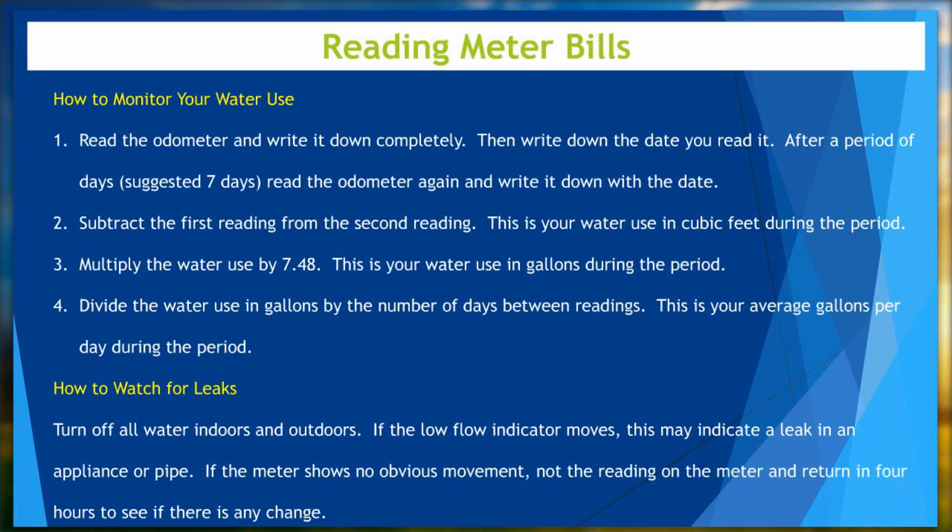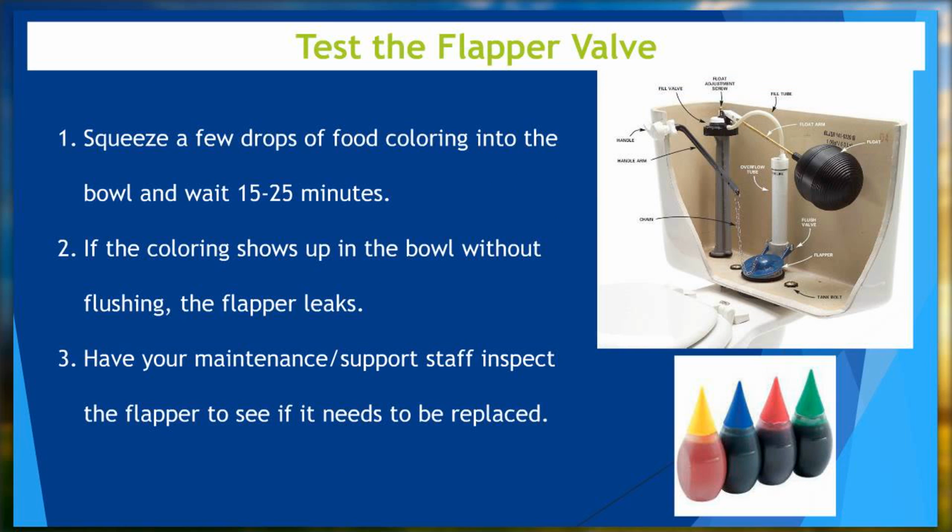So, other ways to watch for leaks: if you turn off all indoor and outdoor water sources, then you can go to the meter and look at that low flow indicator. If it moves, this may mean that a leak is indicated in an appliance or a pipe. If the meter shows no obvious movement, then it's a good chance there is not a leak, but you could also return a little bit later and see if there's any change. Basically you're closing off all your water. If there is a leak, that water main is going to let more water in to fill that back in again. So that's a way that we can use our meters.